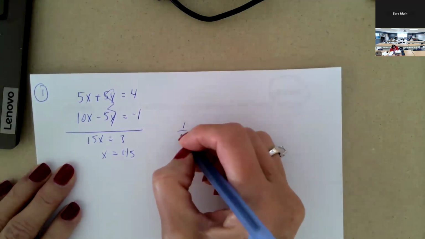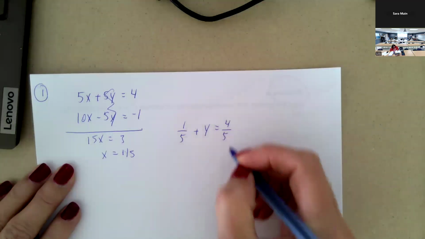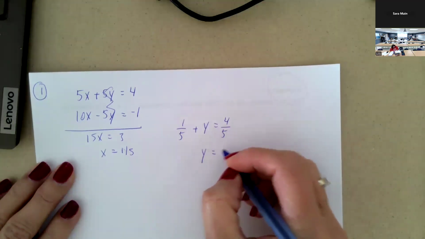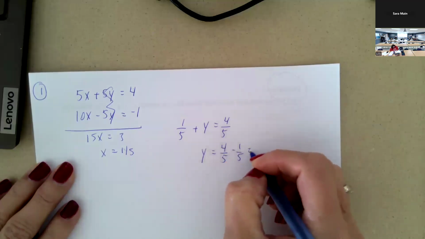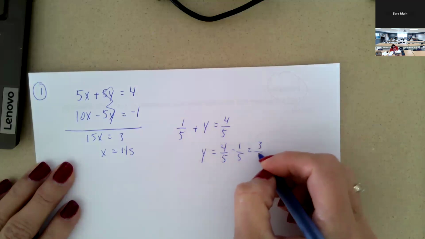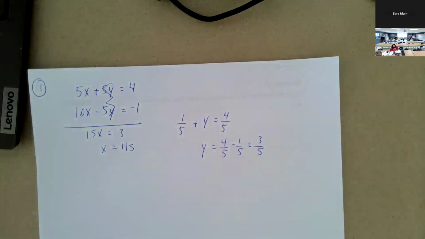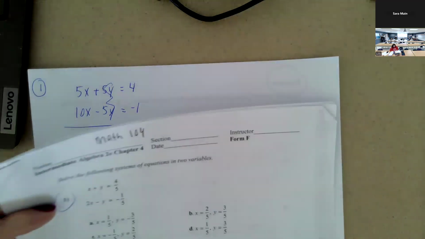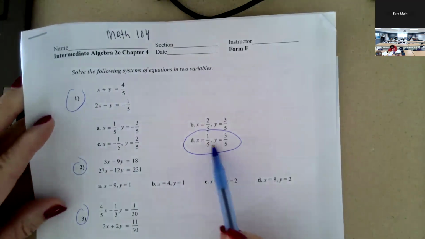And so if x is 1/5, plus y equals 4/5, then we can subtract 1/5 from both sides, and we can see that y is 3/5. So the correct answer should be D, 1/5 and 3/5.